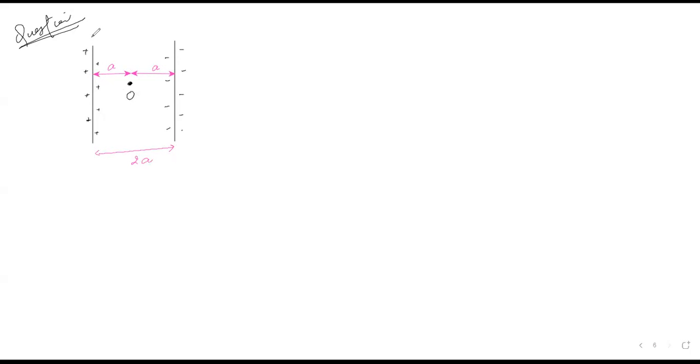Suppose the charge density on the first line charge is lambda 1, and on the second line charge it is lambda 2. The question says calculate the electric field at O. This is your question. All right, now we are going to calculate. What is the net field at O?